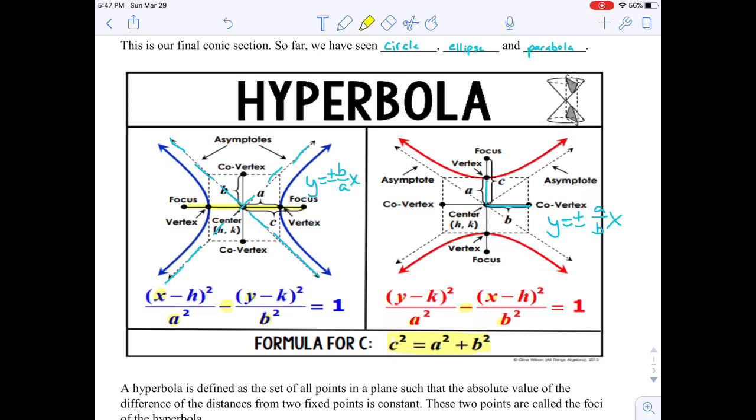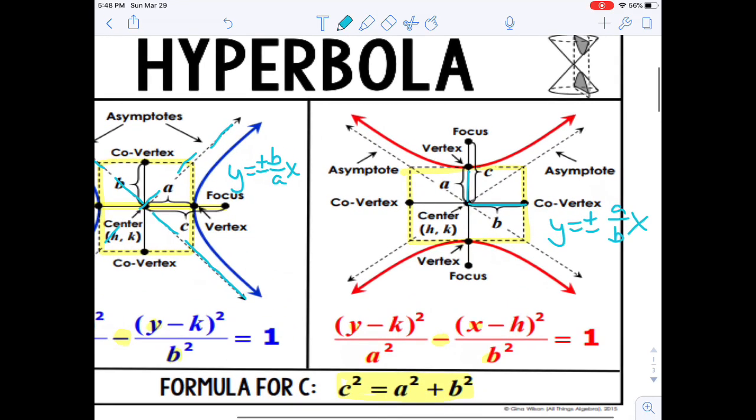The other thing you see is this box here. Okay, this box is not actually part of the graph, but it's nice to draw it in a lot of times. You'll notice that this box has a height of 2a in this case. On the left side, that would have a height of 2b. On the right side, a width of 2b. And on the left side, a width of 2a. Those are two axes. So you have a transverse axis, which is the one going up or down. And then you have a conjugate axis, which is the one going left to right.